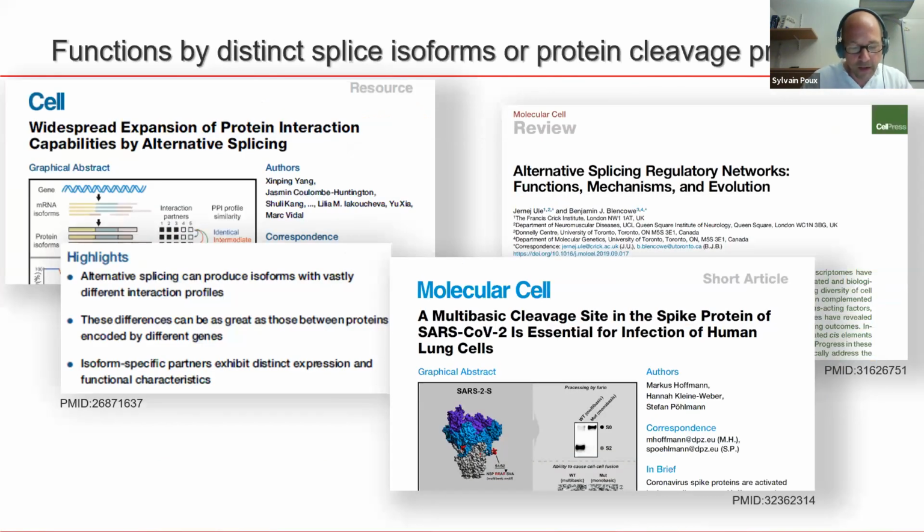In fact, many publications describe functions that are performed by specific splice isoforms or distinct protein cleavage products. Most human genes are alternatively spliced, and a study on protein-protein interactions showed that alternatively spliced isoforms from the same gene have highly different interaction profiles and appear to behave as if encoded by distinct genes. The same is true for protein cleavage products from the same gene, which can have completely different functional characteristics.